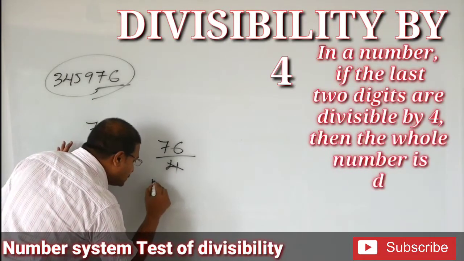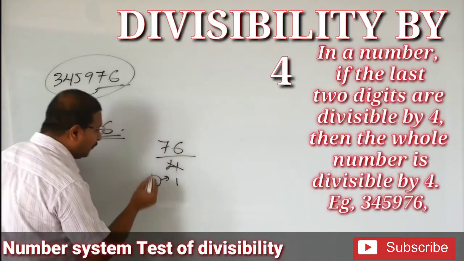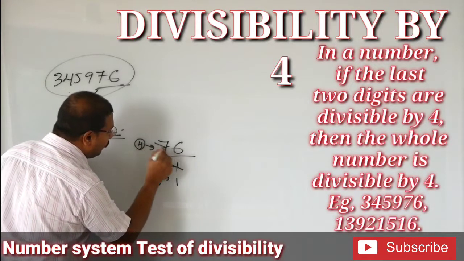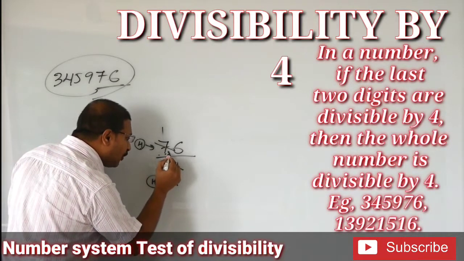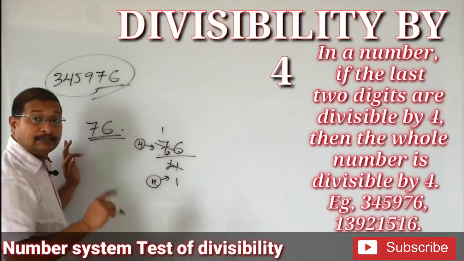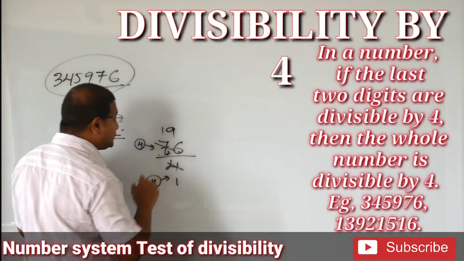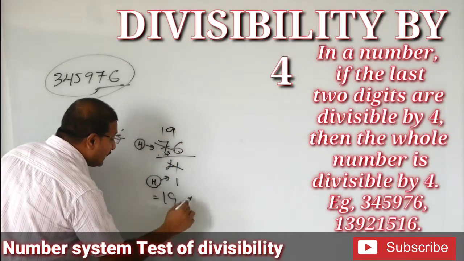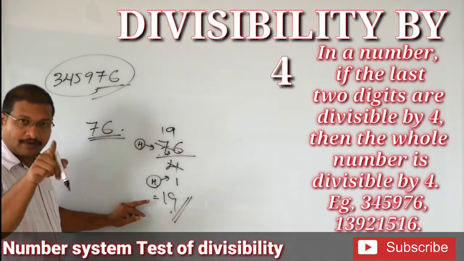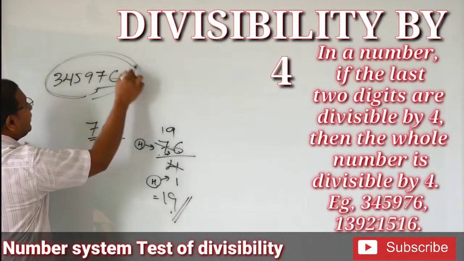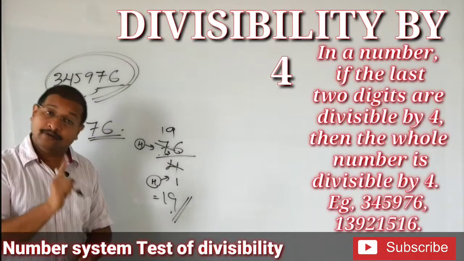See, I am dividing by 4. 4 ones are 4. From 7 you took 4, then the balance is 3. 3 means 36. 36 means 4 nines are 36. So we got 19. That means 76 is divisible by 4. That means what will you say? This entire number is divisible by 4.